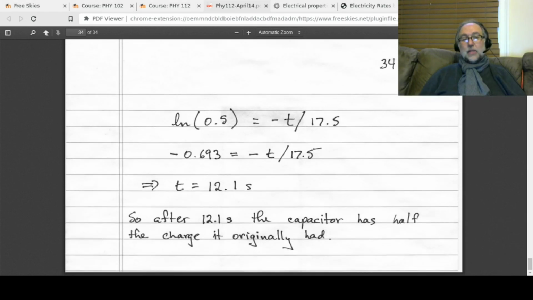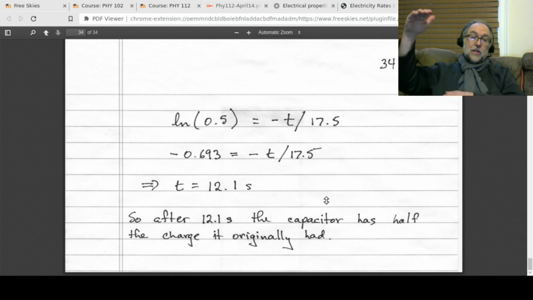Now, the natural log of any number less than 1 is negative. So the natural log of 0.5 is going to be negative 0.693. That's going to equal negative t over 17.5. The negatives cancel. Multiply both sides by 17.5, and you get 12.1 seconds. So whatever that capacitor was charged to, when you flip the switch to position 2, it starts to discharge. If you were watching this on the oscilloscope, it would start at that top charge, and it would take 12.1 seconds before it gets to half of that charge.